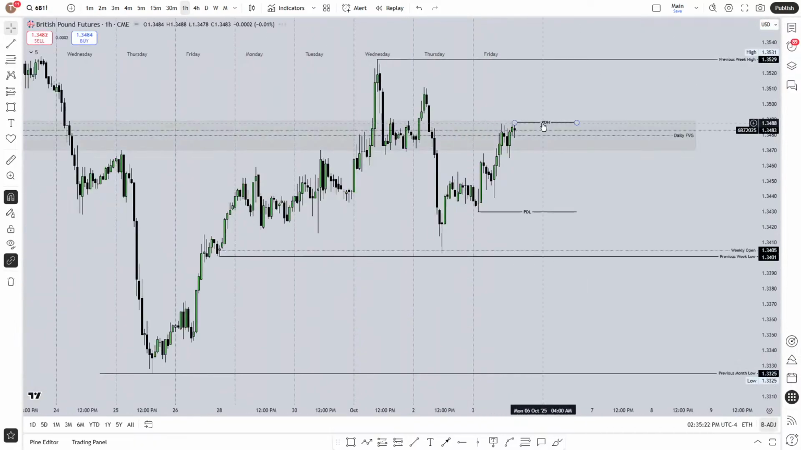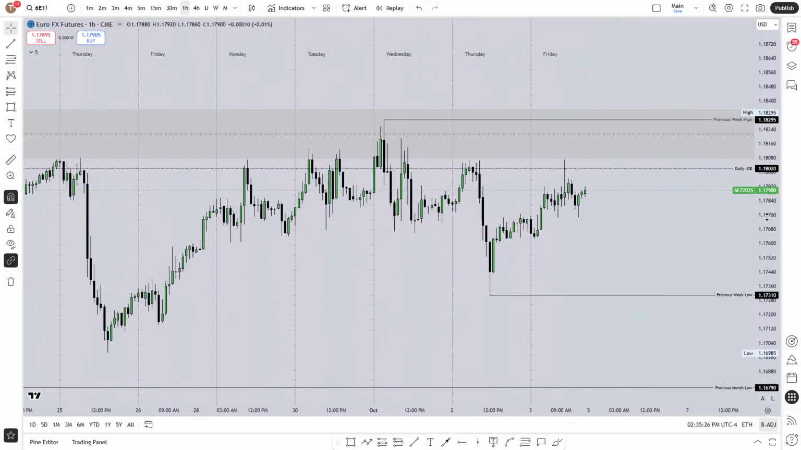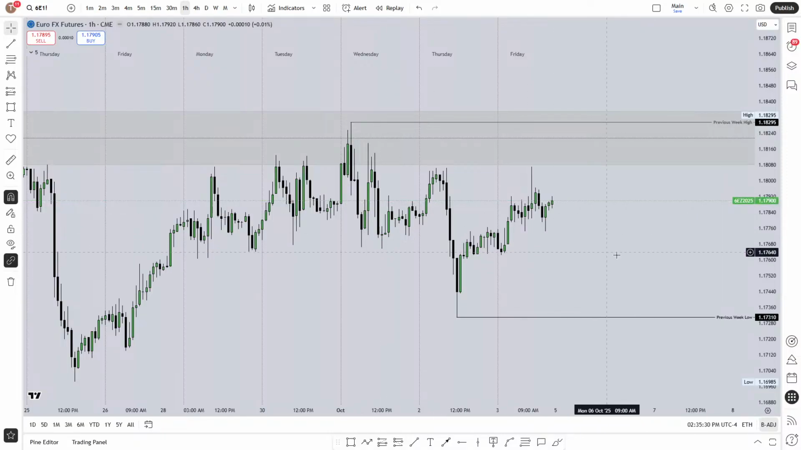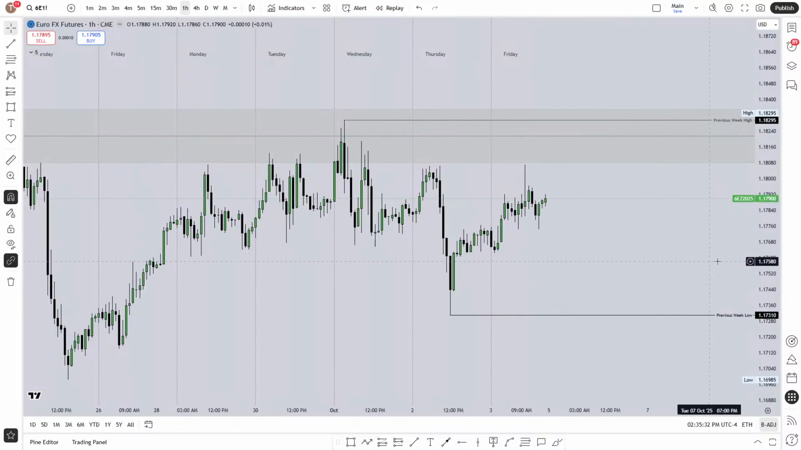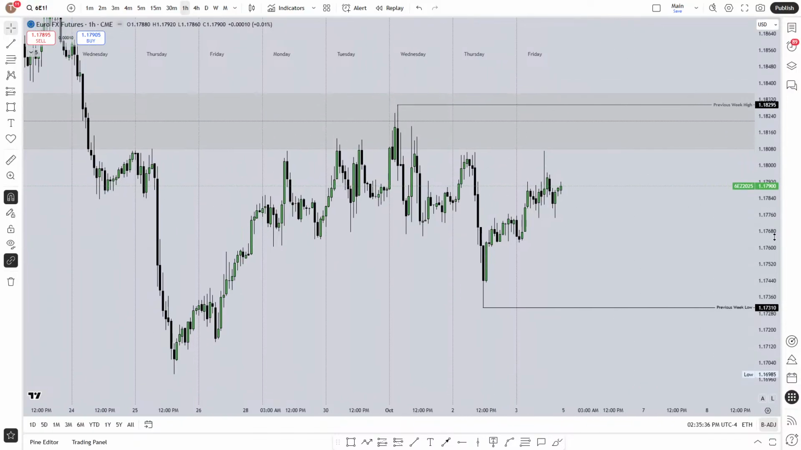I want to see that start to hold on euro and pound. I want to see us begin to go higher because we have all these relative equal highs right here. So see how you can start to piece things together whenever you actually begin moving between all of these markets.